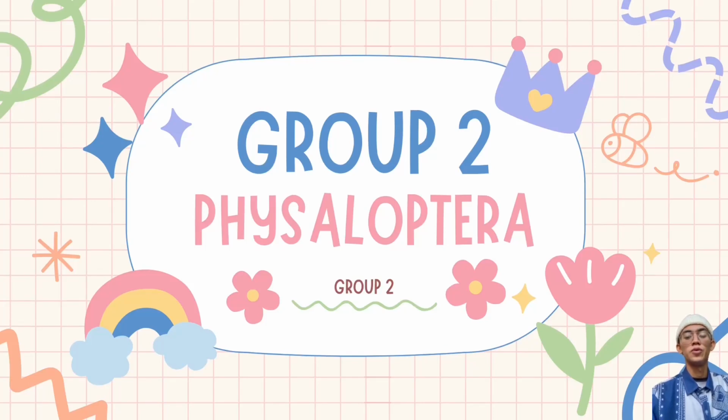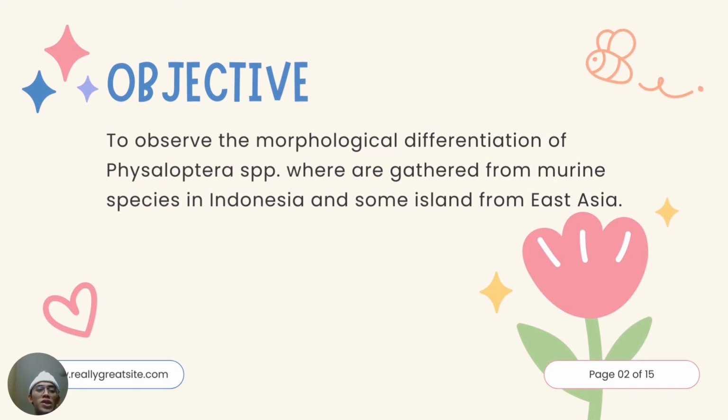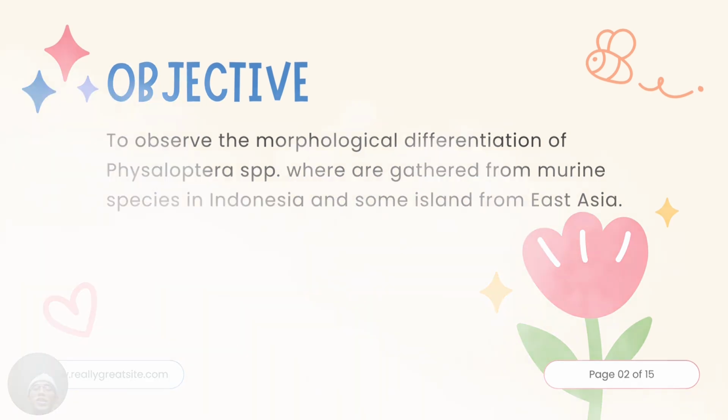We are from Group 2 and we are going to present Physaloptera species. So the objective of the finding is to observe the morphological differentiation of Physaloptera species gathered from murine species in Indonesia and some islands from East Asia.